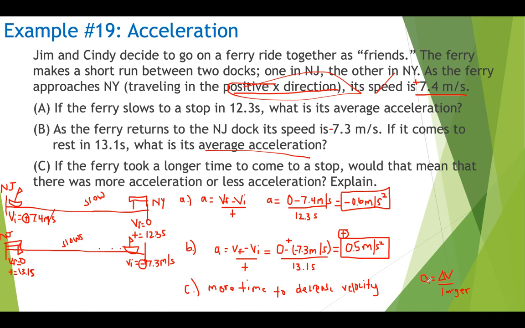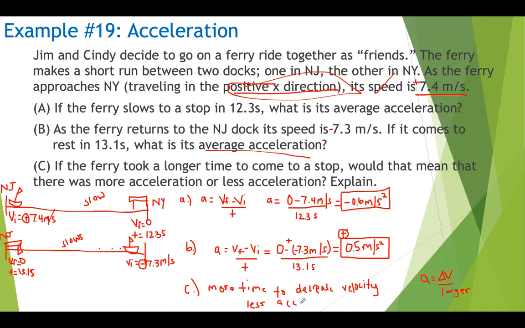Just like pizza, if you have to split a pizza pie with more people, you get less pizza. Same thing with acceleration, okay? If the denominator is larger, we're going to have less acceleration. So if it takes longer for your speed to decrease, you have less acceleration.